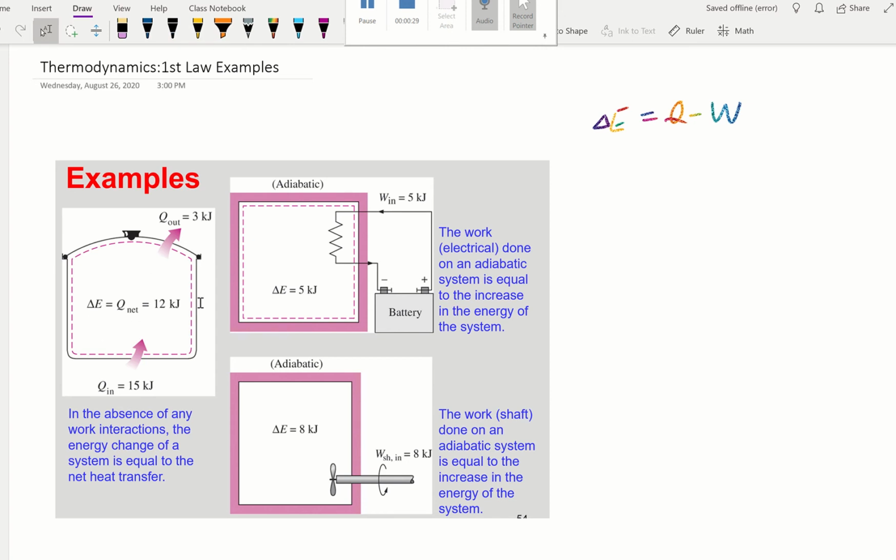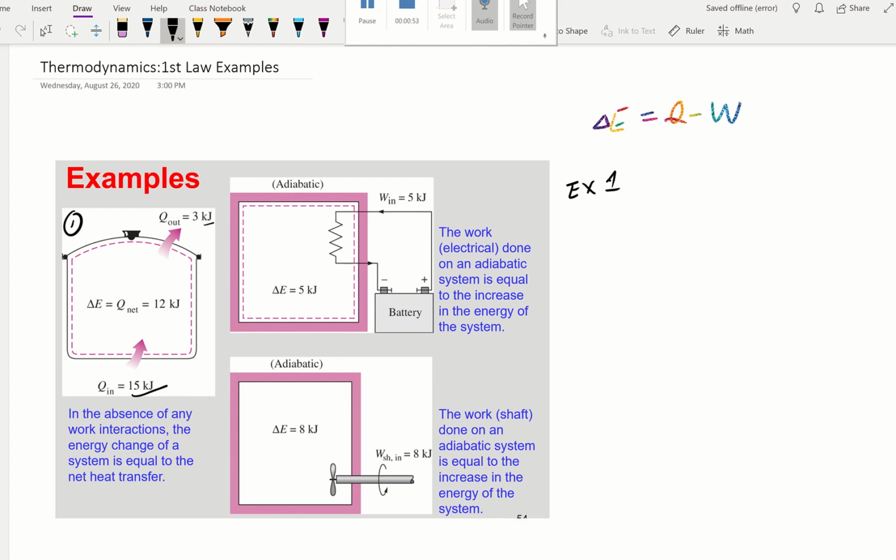So you have this container right here. There's a heat coming in as 15 kilojoule. There's a heat coming out. And they ask what's the energy change of the system. Obviously, there's no work done to the system or work done by the system. So work is 0. This situation, we call example 1.